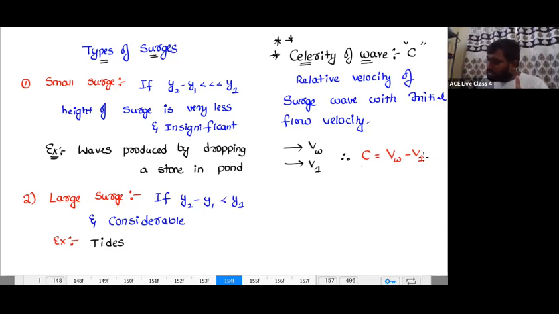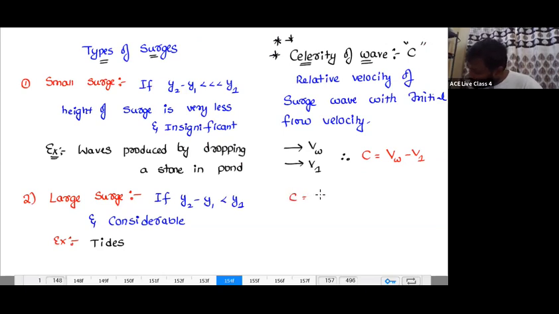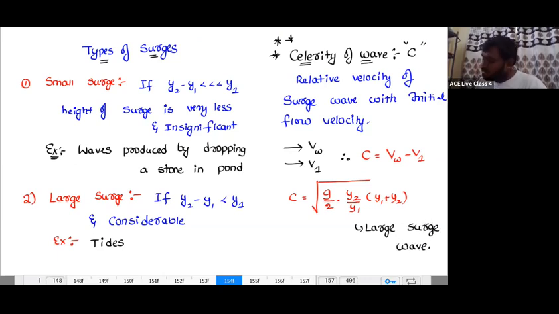Now, somewhere we have seen this VW minus V1, right? What is VW minus V1? Root of g by 2 into y2 by y1 into y1 plus y2. Okay. So C is equal to root of g by 2 into y2 by y1 into y1 plus y2. This is for the large surge wave. Because what is C? VW minus V1, or not? For the large surge wave, we are going to take it as.